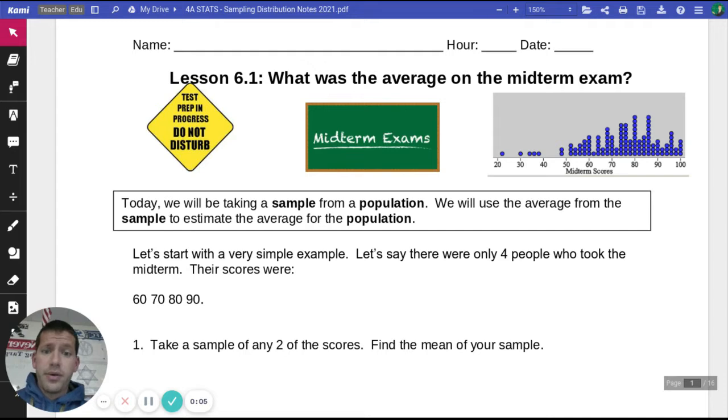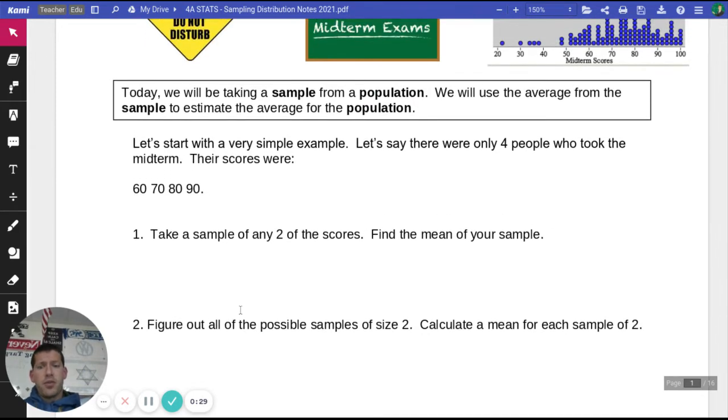Coach Owings, hello again. Today we're taking a sample from a population. We'll use the average from the sample to estimate the average for the population. So we're going to start with a very simple example, talking about the midterm exam, even though we don't have midterms here in Frisco ISD. Let's say there's only 4 people who took the midterm, and we see their scores right here.